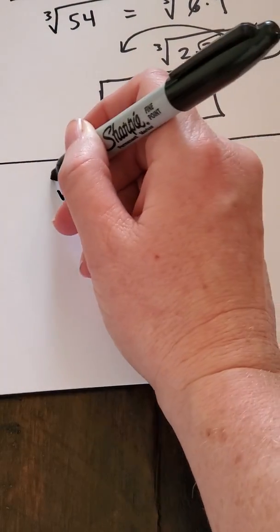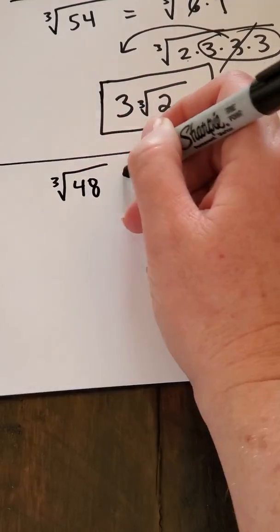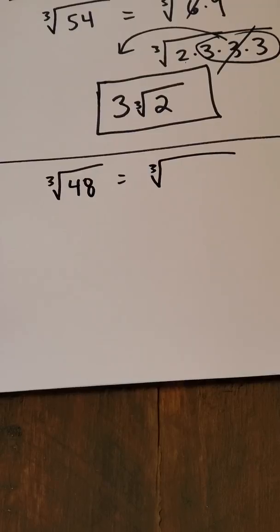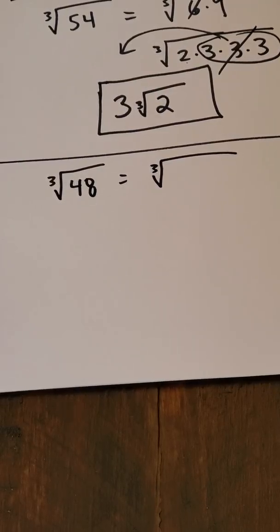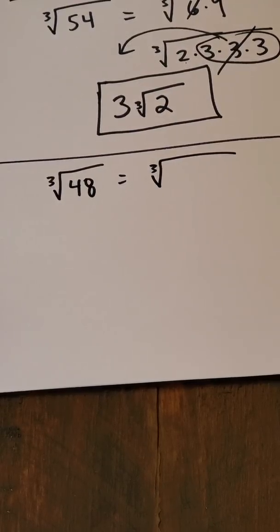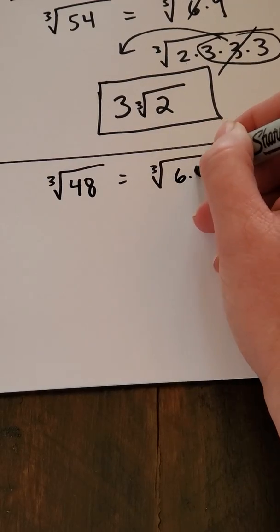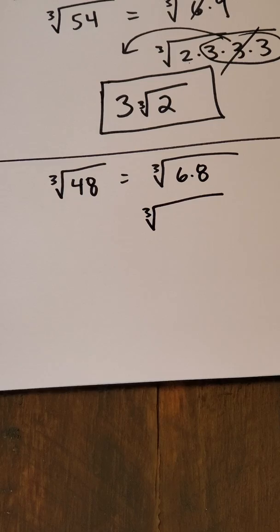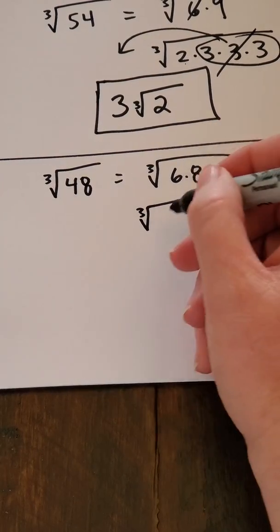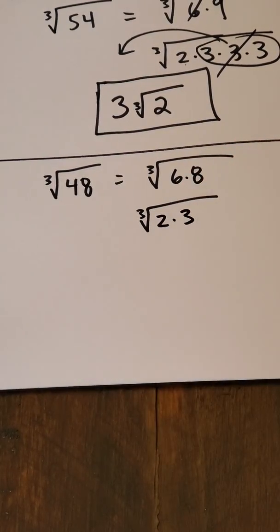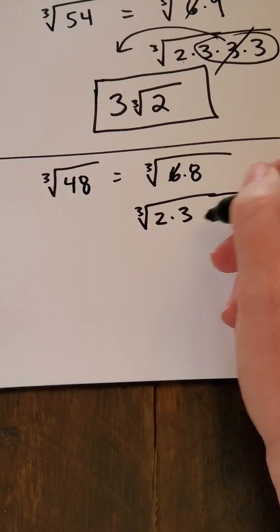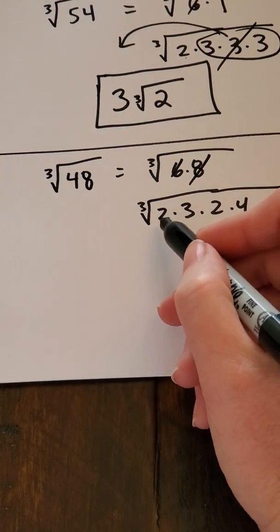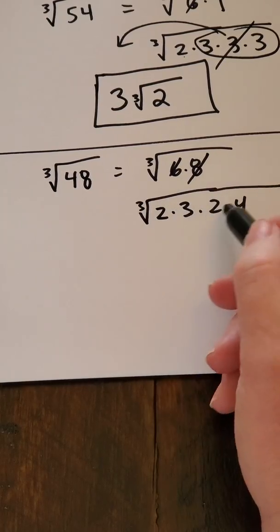The cube root of 48. So this one won't be as easy as the other ones. With 48, there's a lot of different ways of doing it. 2 times 24, 6 times 8, and it will all get the same answer at the end. So it doesn't really matter what you pick. I'm going to do 6 times 8. 6 is 2 times 3. I broke it down, cross it out, and 8 is 2 times 4. Cross it out. So this is 2 times 3, 6, 2 times 4, 8.